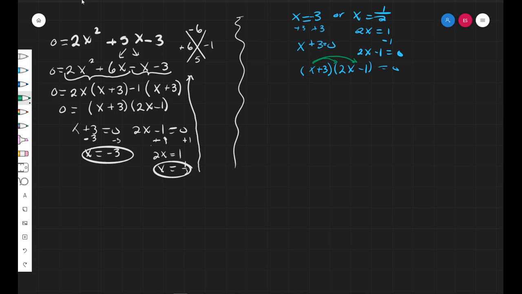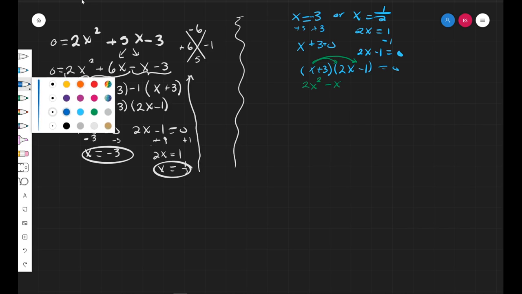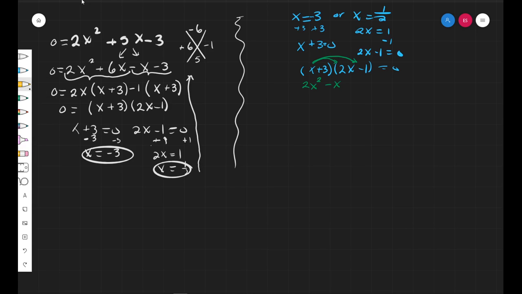So then, it's going to be x times 2x is 2x squared. X times negative 1 is negative x. Then we can take and distribute the positive 3 over to the 2x and positive 3 over to the negative 1. So positive 3 times 2x is positive 6x. Positive 3 times negative 1 is negative 3. And this is all going to equal 0.